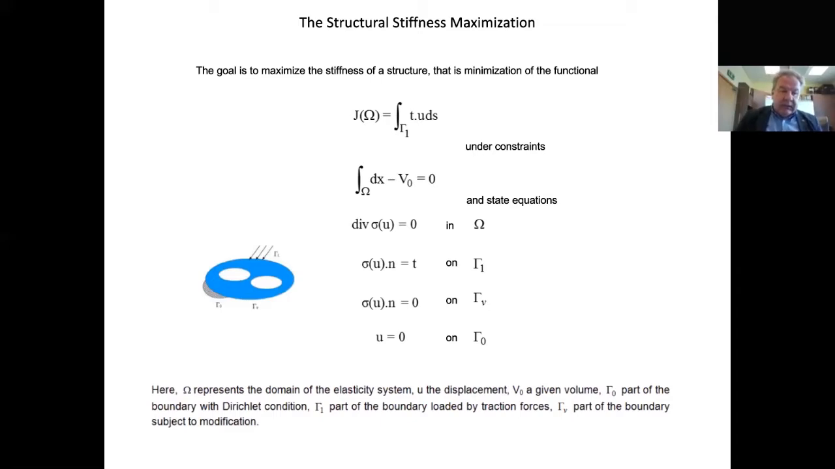So omega represents here the domain of the elasticity system. U is the displacement, V0 is the given volume, so this is the constraint. And gamma 0 is the part of the boundary with Dirichlet condition, and gamma 1 is the part of the boundary loaded by the traction forces. And what is much more interesting for us is gamma V, the part of the boundary subject to modification. So we have to modify this structure to obtain the stiffest structure.